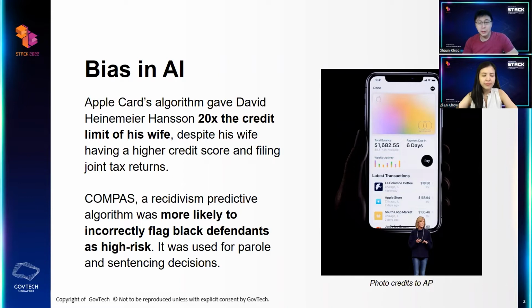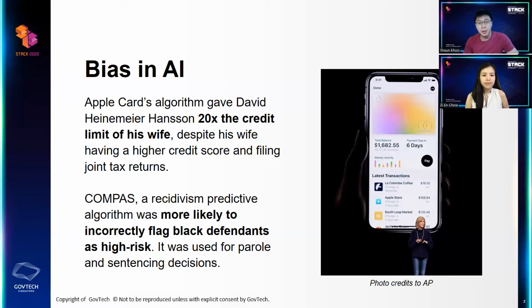Here we give two examples. One is the Apple Card, which gave this guy 20 times the credit limit of his wife, even though his wife had a higher credit score, and they have filed joint tax returns for the past 10 years together. In the second example, we have a recidivism predictive algorithm, which was found to be potentially biased against Black defendants because it was more likely to incorrectly flag Black defendants as high risk, especially when compared to white defendants. The worrying part is that this algorithm was used for parole and sentencing decisions, which meant that it had a real impact on these defendants and how often they stay in jail and whether or not they get released early.